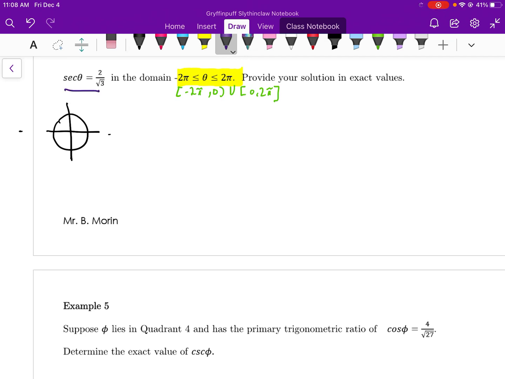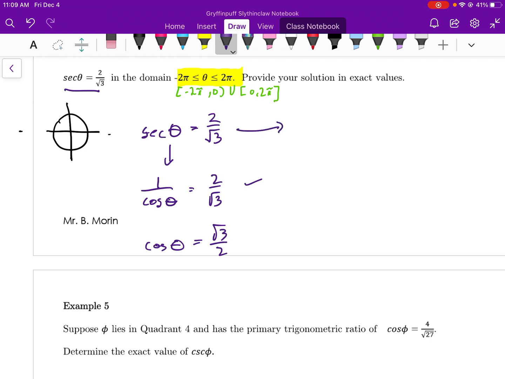I need to work on this trigonometric ratio. It's the reciprocal trigonometric ratio, so I may want to change it to the primary trigonometric ratio. So secant theta is equal to 2 over root 3. I could take the reciprocal of both sides. I'm going to solve this two ways. Number one: by definition, secant is 1 over cosine, which is 2 over root 3. Then I could take the reciprocal of both sides, and therefore cosine theta is equal to root 3 over 2.